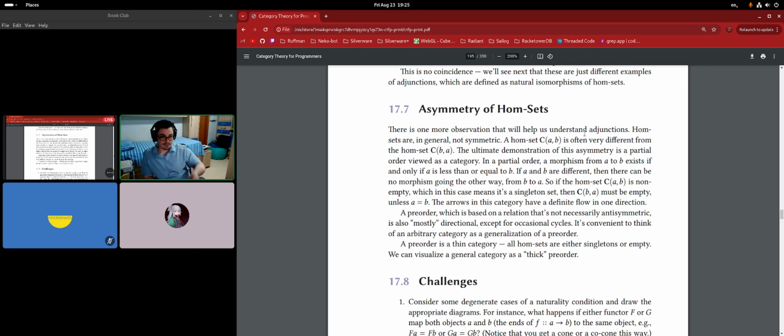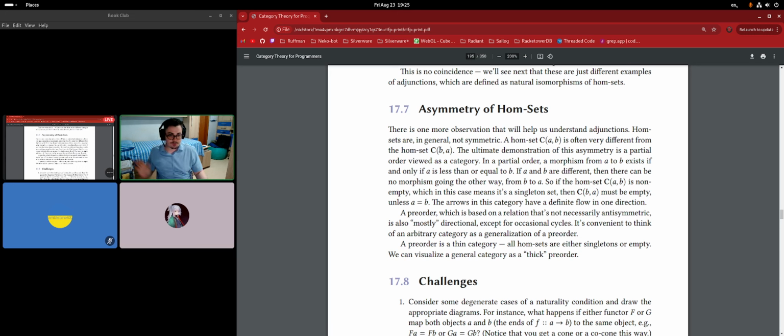Before going to adjunctions, because that's the next point, home sets are in general not symmetric. And that kind of makes sense because, again, source and destination are what matter. So a home set C(A,B) is very often different from the home set C(B,A), of course, because you may not have the same amount. Well, if they are the same, they are reversible, right? That's kind of what it means, I guess. Not necessarily. You may have more, even if the ones that are common between them are reversible.